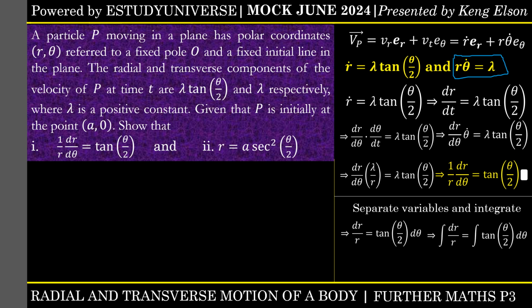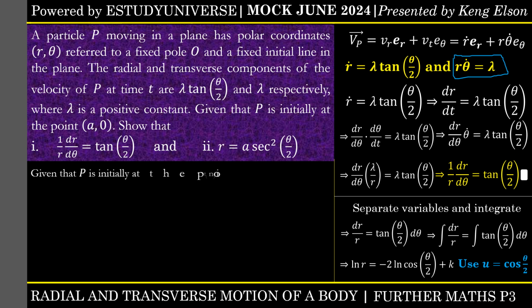When I integrate dr/r, I basically have the ln of r, and when I integrate tan(theta/2), we can use the substitution u = cos(theta/2). Remember that tan(theta/2) is sin(theta/2) divided by cos(theta/2). So if I use this substitution, I come to the answer negative 2 ln of cos(theta/2) plus a constant of integration.